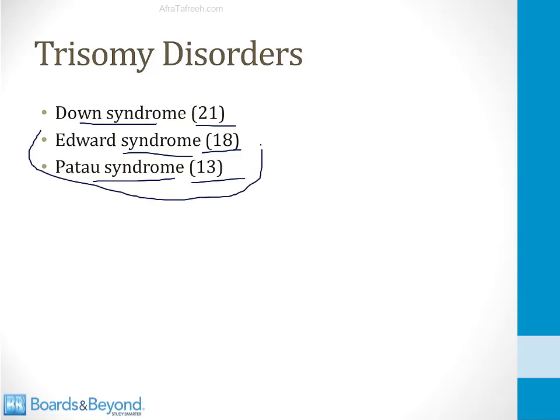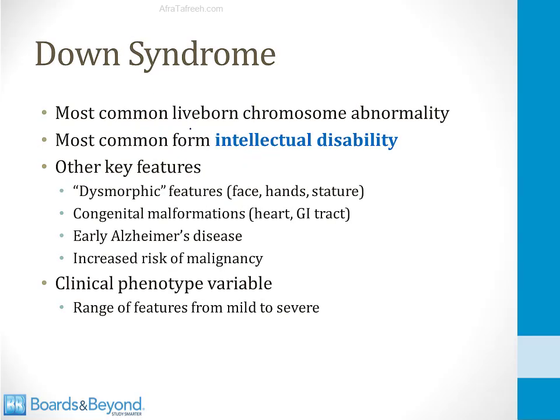We'll talk about these other two in another video, but in this video we're going to focus on Down syndrome, which is the most common trisomy disorder and something that you're likely to see in clinical practice. Down syndrome is the most common live-born chromosome abnormality, and the word live-born is important because among fertilized eggs in which there is a miscarriage, there are many other chromosomal abnormalities which can be found.